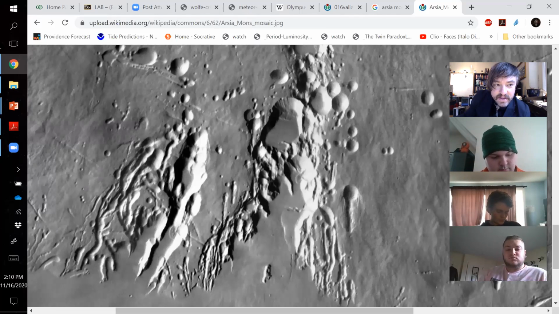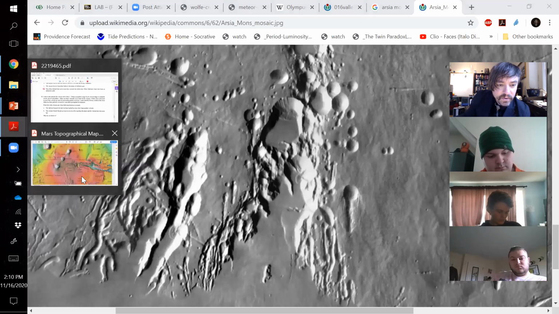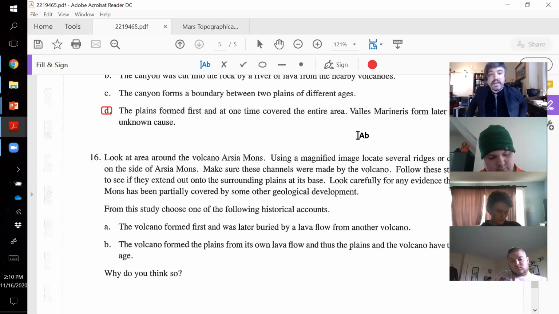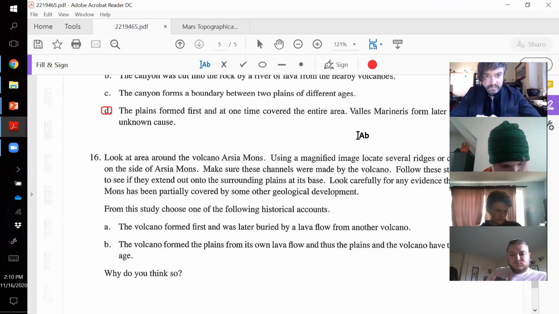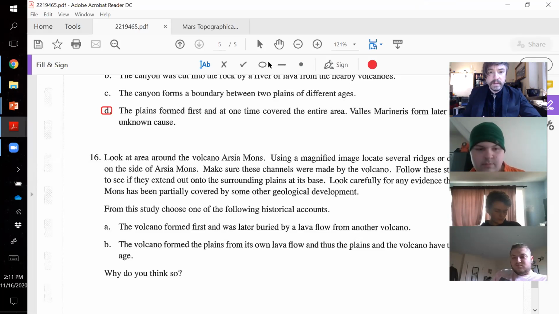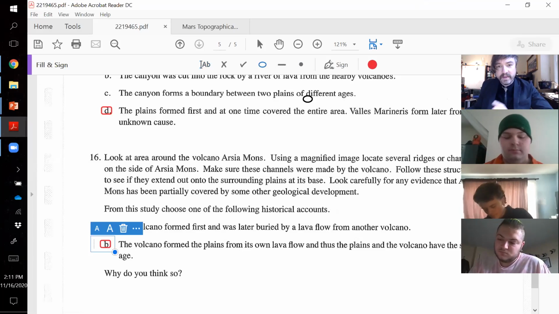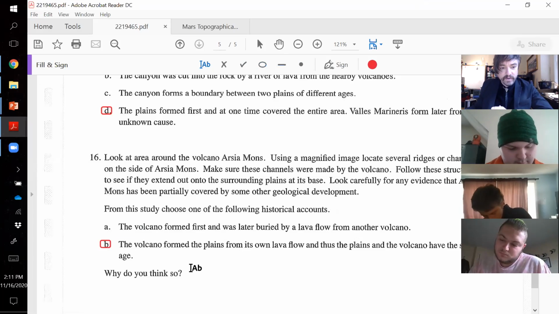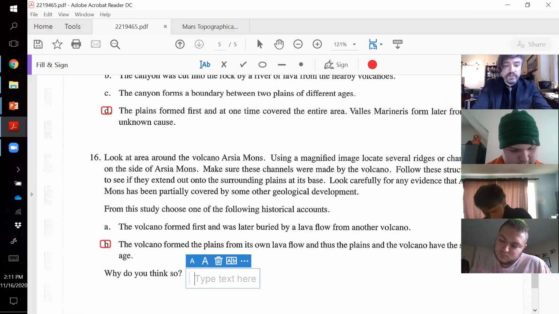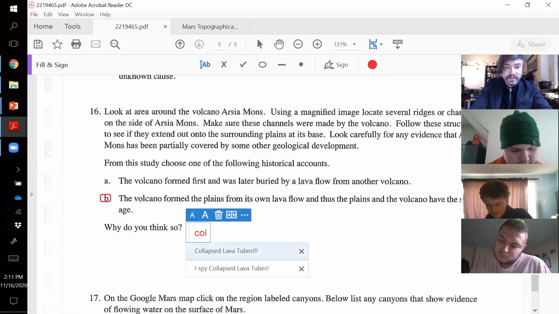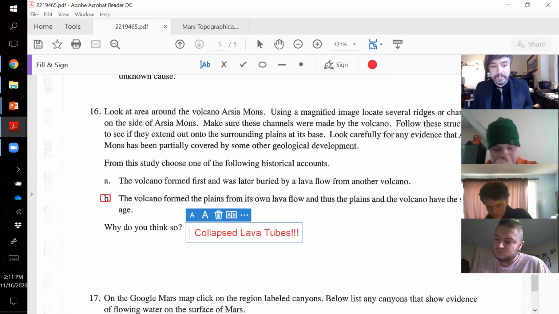Based on the fact that you see these collapsed lava tubes, which answer here do you think makes the most sense? A or B? B. Yeah. Definitely those collapsed lava tubes were formed by the volcano itself. And so the volcano is forming the plains as well as the structure of the volcano. For our answer, just write collapsed lava tubes. That's the only answer you need.